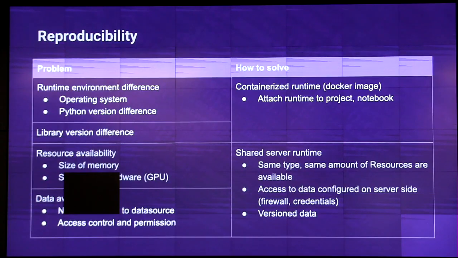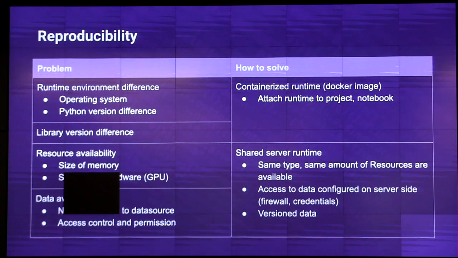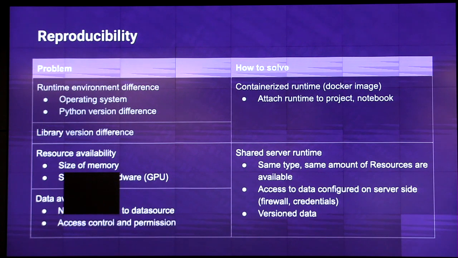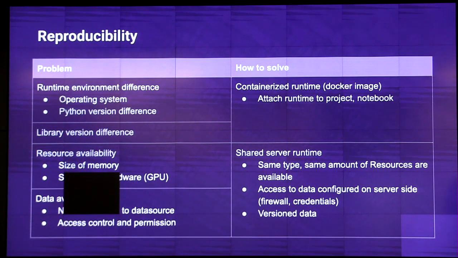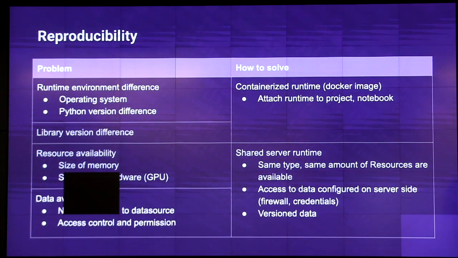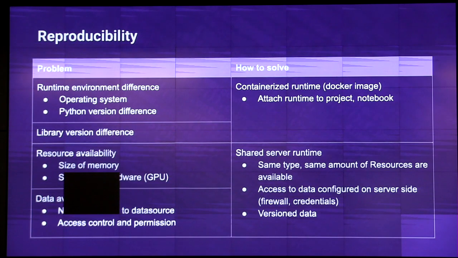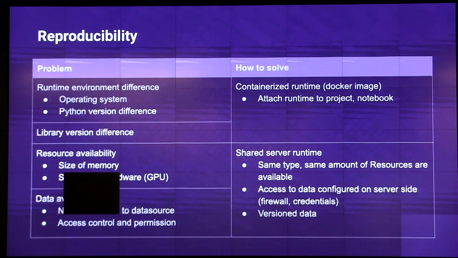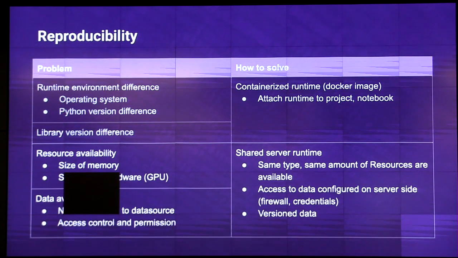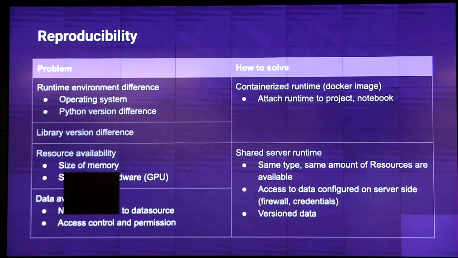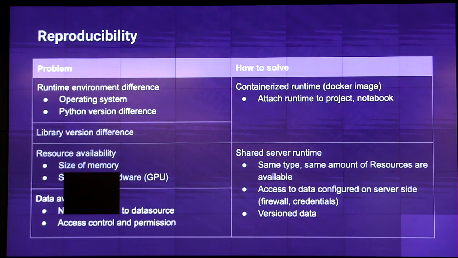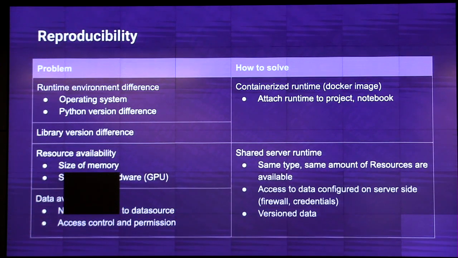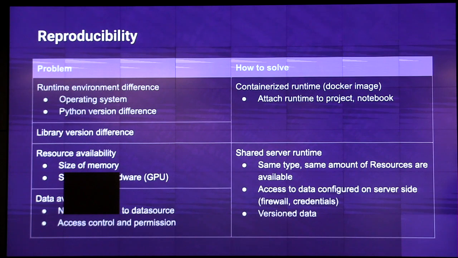So we can identify some problems that make things hard to reproduce. The first thing is that the runtime environment can be different. Your operating system, your language versions, or your libraries can be different, and they can cause code to not run on one machine while another machine is able to run it. And even sometimes when the library version is different, you end up with different results.